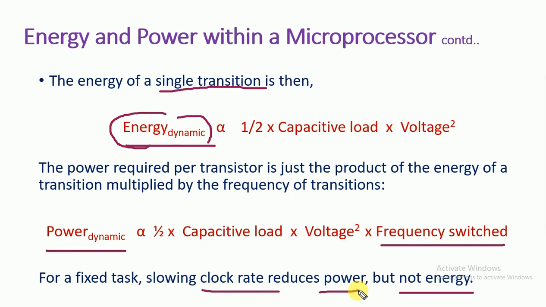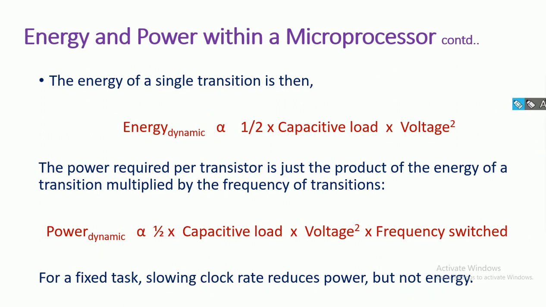So our aim is to reduce the usage of power and reduce the energy requirement also. Energy is actually tied with a particular task. If the task is fixed, we require the energy for that particular task. The same energy is required, but we can reduce the clock rate. So if you reduce the clock rate of a processor, it will reduce the usage of power, but the total energy requirement for completing the same task remains the same. Now we will see one example, one situation.